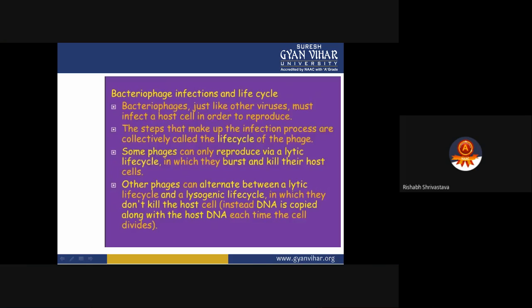Some phages can only reproduce via a lytic life cycle. In this case, they burst and kill their host cells. Other phages can alternate between a lytic life cycle and a lysogenic life cycle, in which they don't kill the host cell, but instead the DNA is copied along with the host DNA each time the cell divides. We'll look into it in detail in the next few slides.